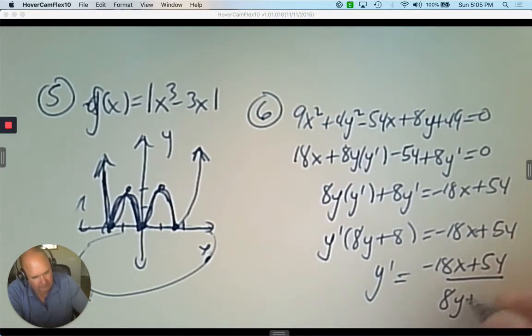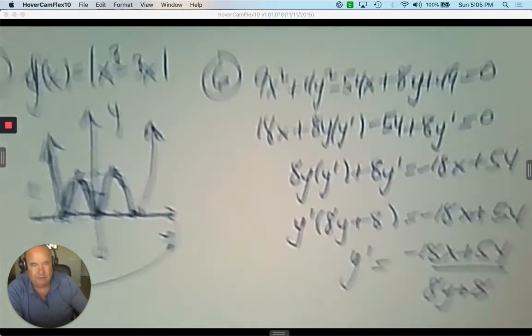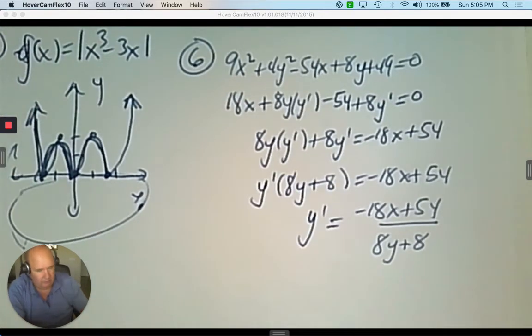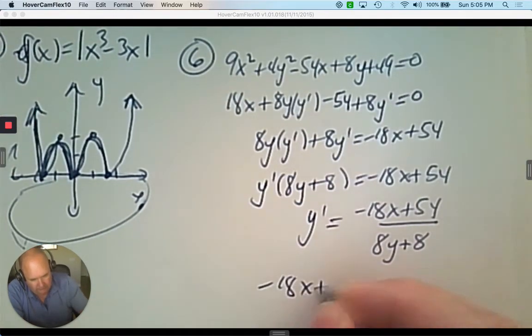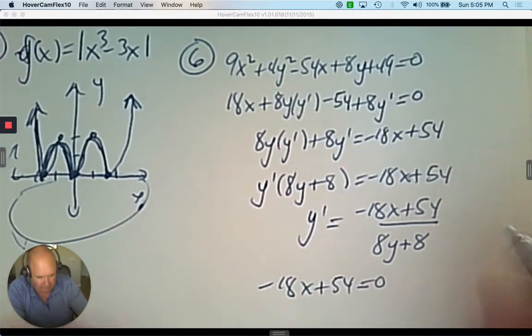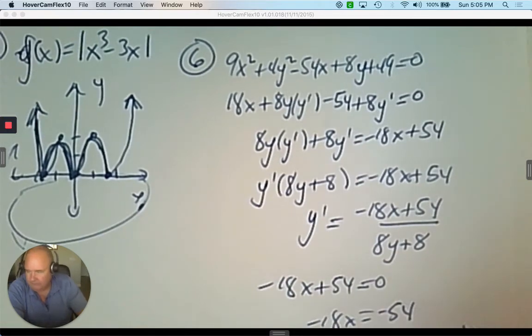Now, to find the extremes of this graph, you have to make it equal to 0. And if I make this equal to 0, it's just the numerator that needs to be 0. So we're just going to take only the numerator equal to 0, because if the numerator is 0, 0 divided by anything is going to be 0. I'm going to solve it, so I'm going to subtract 54 to the other side and divide. So I get the answer 3.